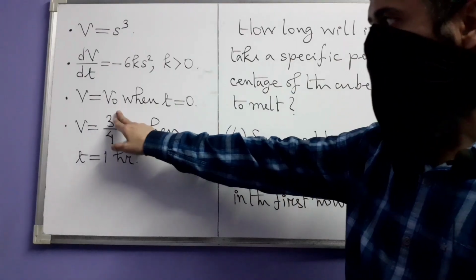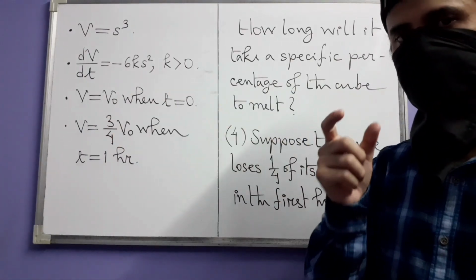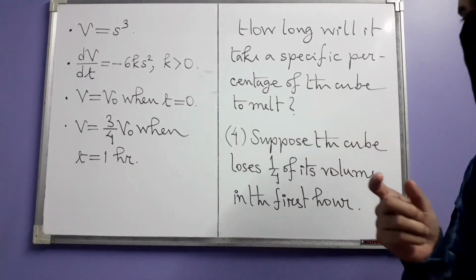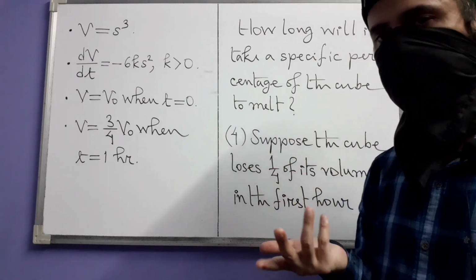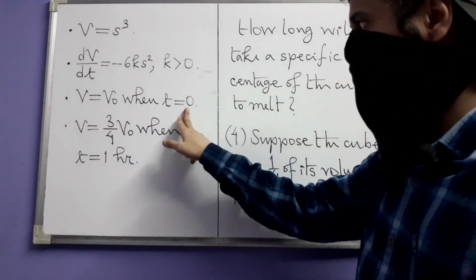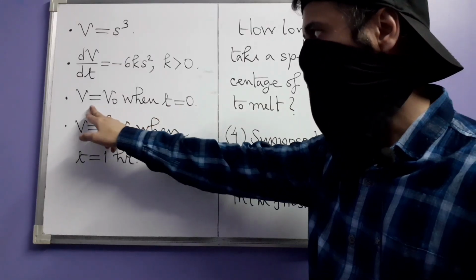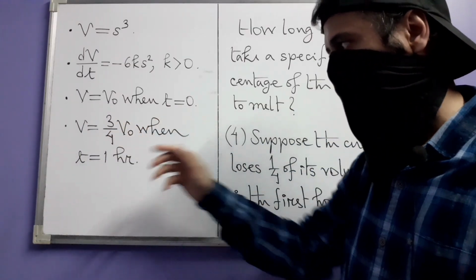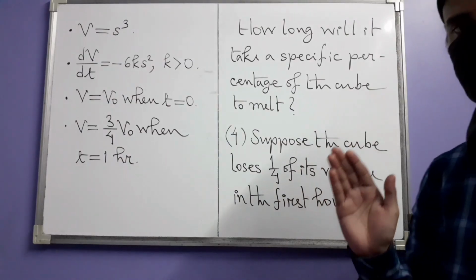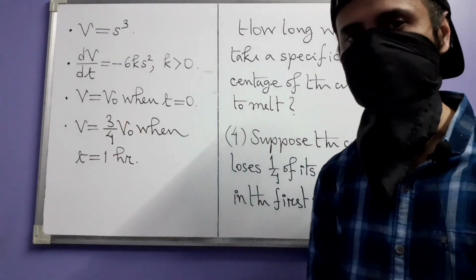And there is an initial volume, the volume of the cube that we start with when the melting has not started or is just starting. At t equal to 0, when time is 0, the initial volume is V0. And after 1 hour, 1/4 of the volume was lost. That means 3/4 is remaining.